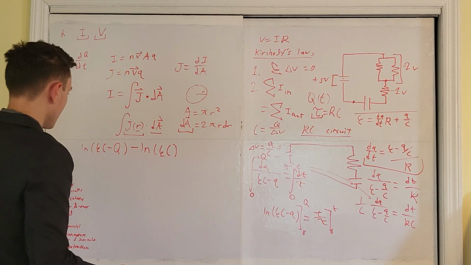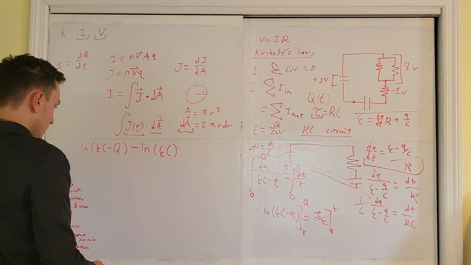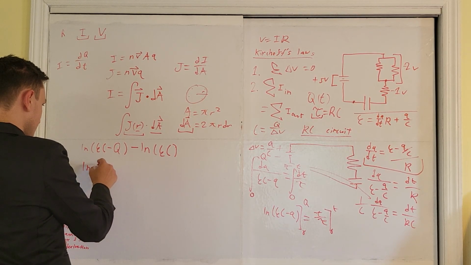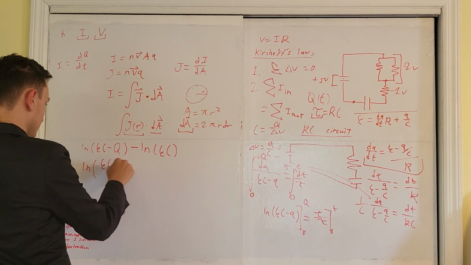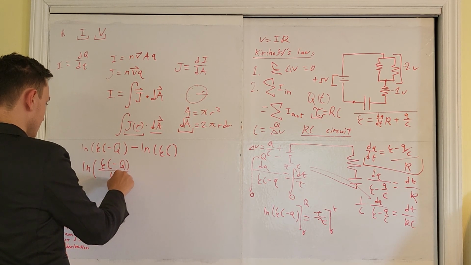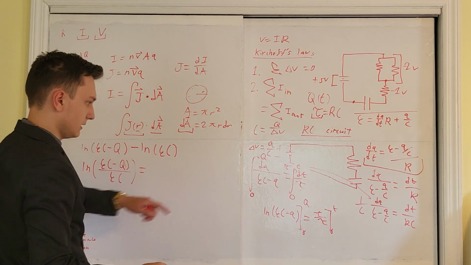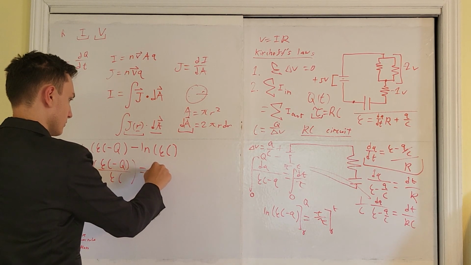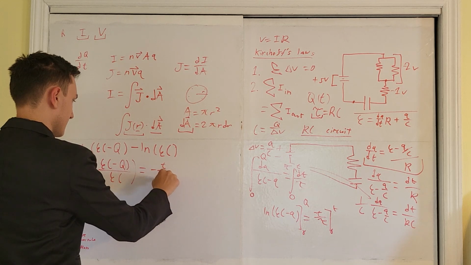Okay? Using log rules that you should have learned in pre-calc, we're going to rewrite the natural logarithm as epsilon c minus capital Q over epsilon c equals the right side of my equation, which is just going to simplify to negative t over the time constant.